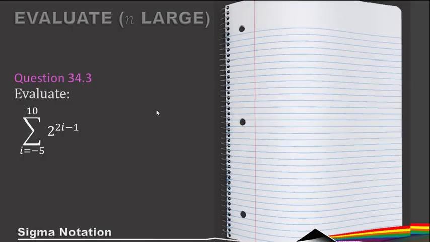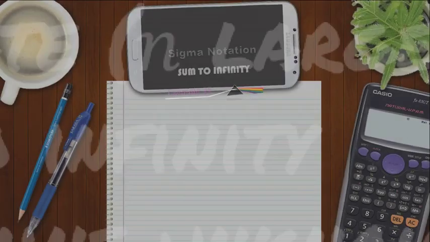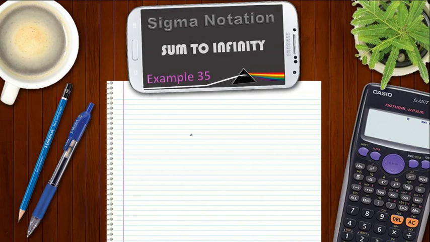All right, so that's done. Now let's look at sum to infinity. Okay, so for example 35, it says evaluate. Now here we have r starting at 1, but here we're going up until infinity. So what we're going to do is just remember that this is a summation, and if this is up to infinity, we immediately think of sum to infinity, and we have a formula for that, and the formula is the sum to infinity is equal to a over 1 minus r.